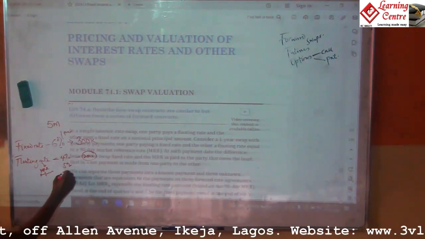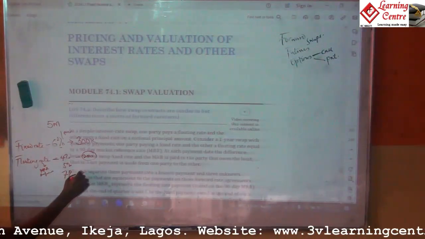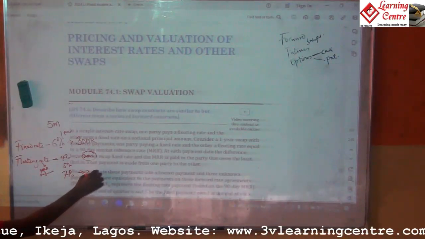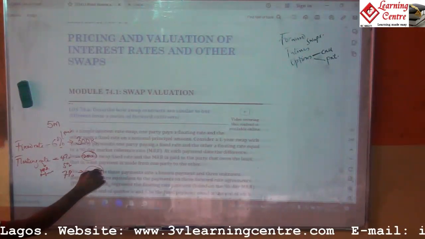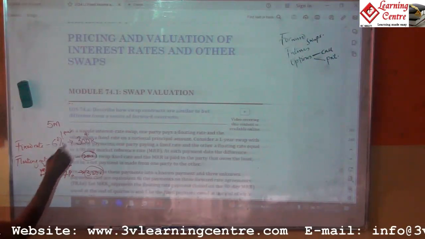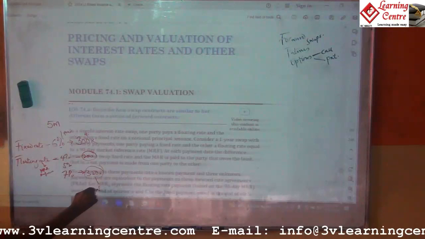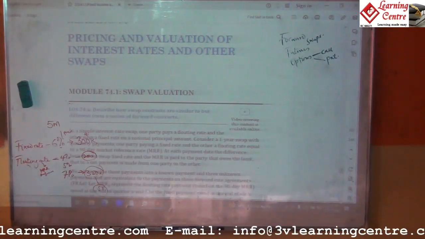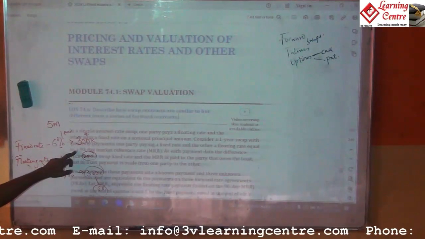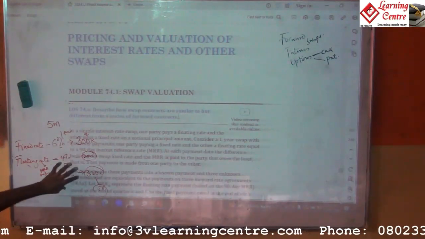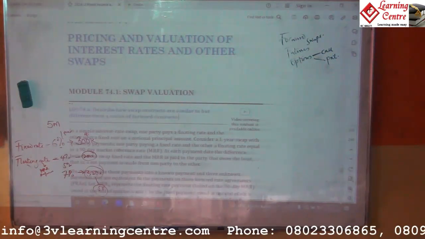If the rate was 7%, 7% is what? 350K. It means that I will still carry my 300K and go and pay my loan gradually. Then I will now pay this extra 50K to this guy. So I'm spending more here compared to if I was paying a fixed rate. So that's where the swap is. That's what we mean by swap.